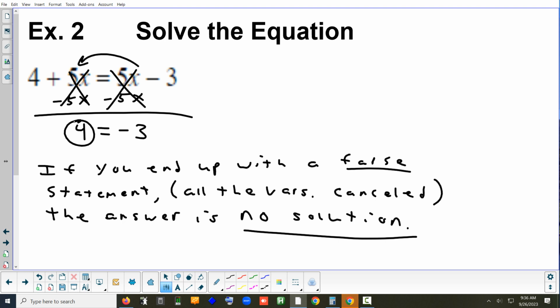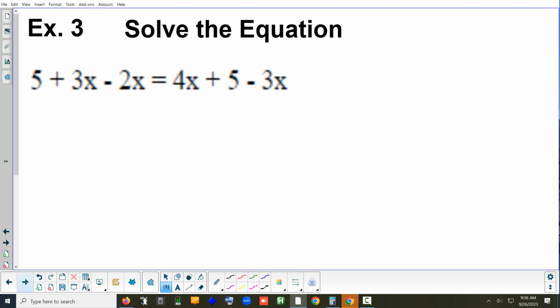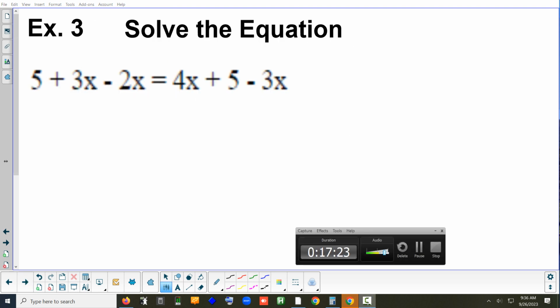If you get to a point where again you have a number equals a number and all the letters cancel, just wait right there for a second, and we'll check in with it. So give that one a try.